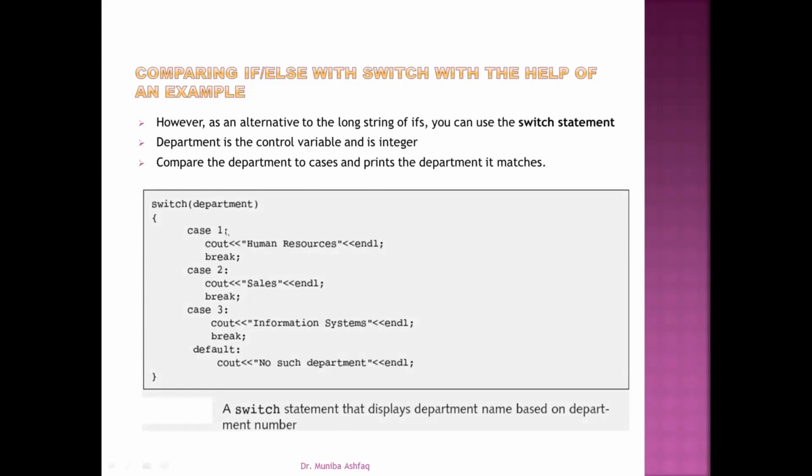So for case 1, it will display human resources. For case 2, it will display sales. And for case 3, it will display information system. A switch statement that displays the department name based on the department number.